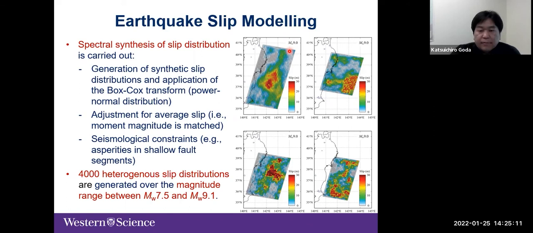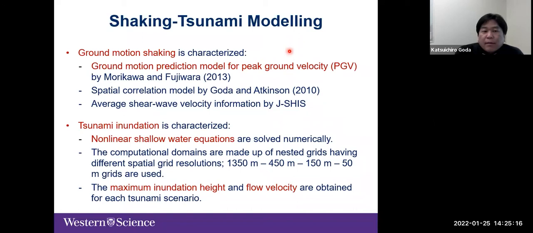And I can apply the ground motion model. For this, I used the peak ground velocity-based ground motion model for Japanese earthquakes. And then I considered the spatial correlation model I developed in the past. And then I applied the JSS site condition information. That's for the ground shaking. And then for tsunami inundation, given the rupture, I solved the nonlinear shallow water equation in time and space. And then I run this simulation many times, which takes a long time. And then I can evaluate, for each building location, the maximum inundation height and also the flow velocity.